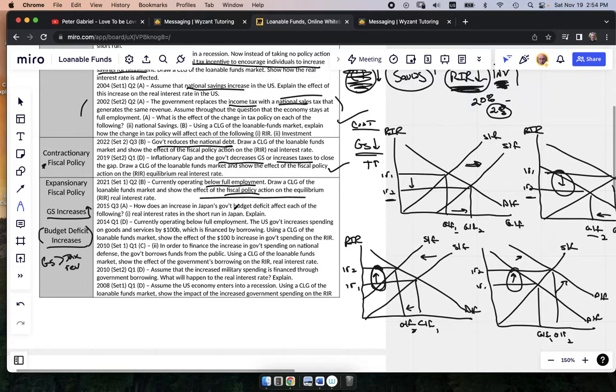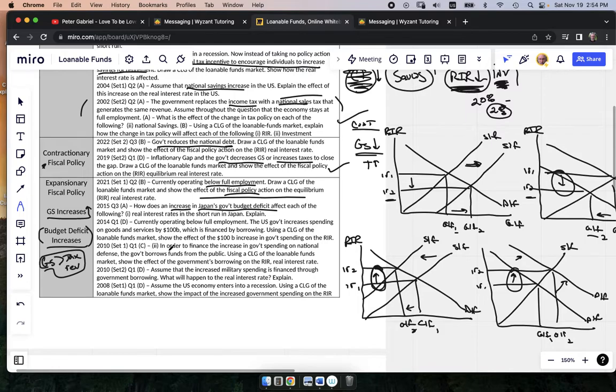All right, how does an increase in Japan's government budget deficit affect each of the following? Real interest rates in the short run are what we're interested in. Same scenario, budget deficits going up. An increase in a budget deficit means that the government is spending more than tax revenue. That would give you a deficit. We're currently operating below full employment, recession. The U.S. government increases spending. There we are, back to spending.